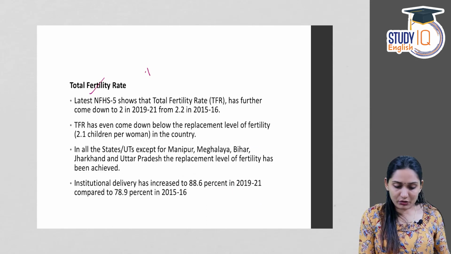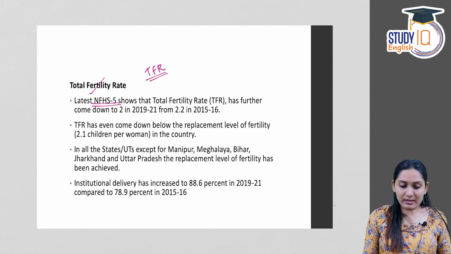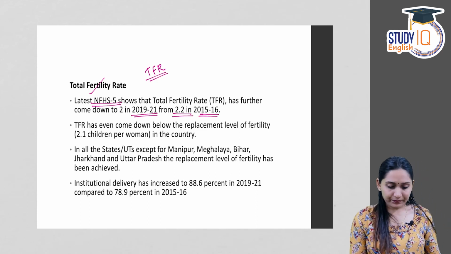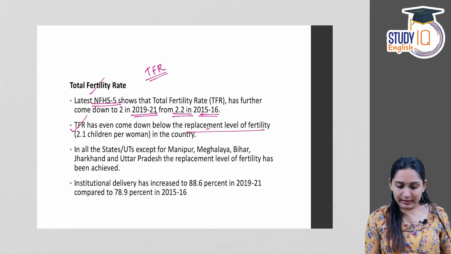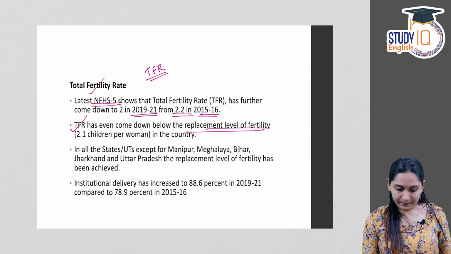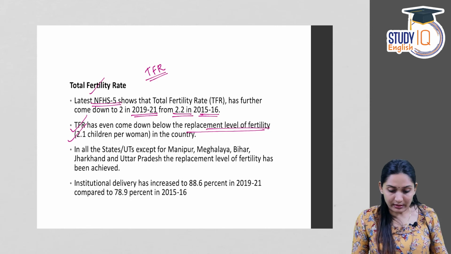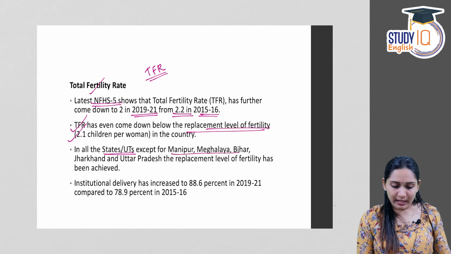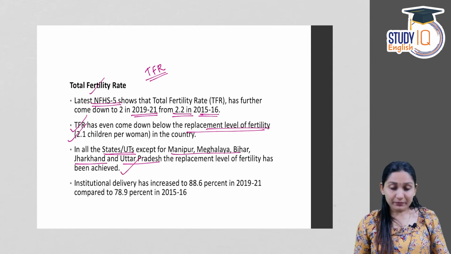Coming to TFR, that is total fertility rate. According to the National Family Health Survey, TFR has further come down to 2 in 2019-21 from 2.2 in 2015-16. The TFR has even come down below the replacement level of fertility in the country. In all the states and UTs except for Manipur, Meghalaya, Bihar, Jharkhand and Uttar Pradesh, the replacement level of fertility has been achieved.